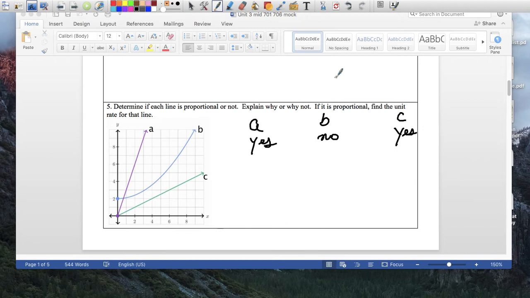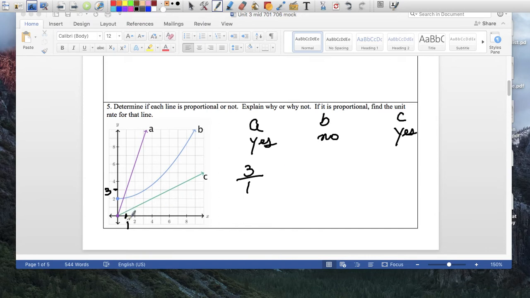Now it says we find the unit rate for that line. So let's look at A, and 1 is right here, right? So for 1, does it match up with anything? Yes, it does. It matches up with 3. So the unit rate is 3 over 1. That would be the unit rate for line A. Line B, there is no unit rate because it's not proportional. So let's not do B. Let's do C.